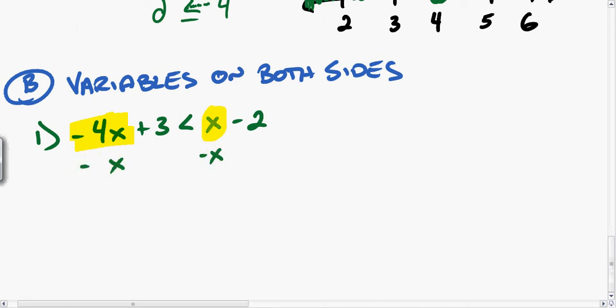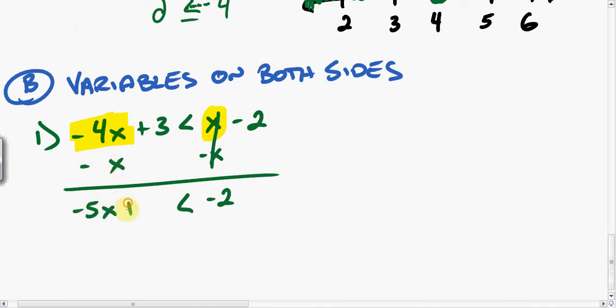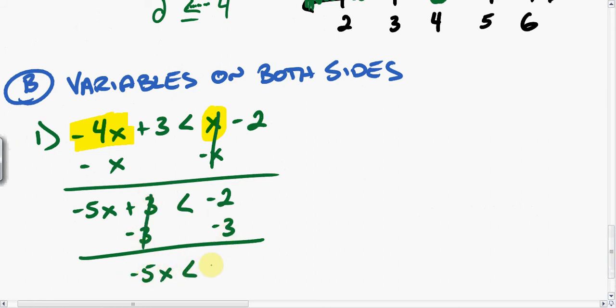I'm going to move the x from the right-hand side to the left-hand side. So x minus x is 0, and I'm just left with negative 2 on the right-hand side. Negative 4x minus x is negative 5x plus 3. Since I've moved the variable from the right side to the left, I need to move the constant from the left to the right. So I'm going to now subtract 3 from both sides, and I have negative 5x is less than negative 5.